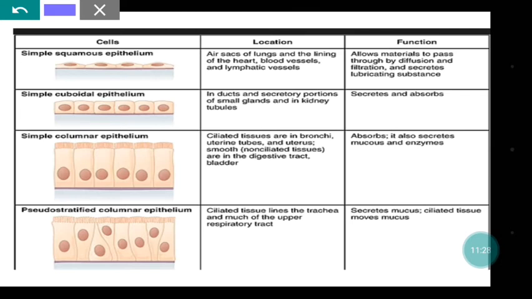Now the pseudo-stratified columnar epithelium. Ciliated tissue lines the trachea and much of the upper respiratory tract. So it will secrete the mucus and the ciliated tissue moves the mucus.